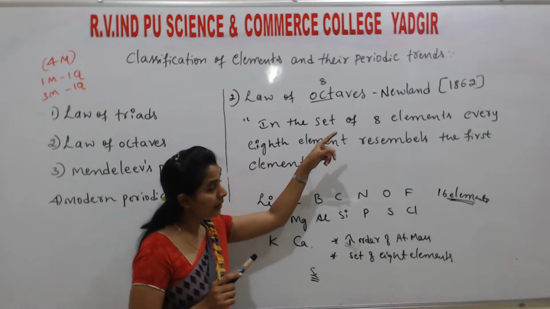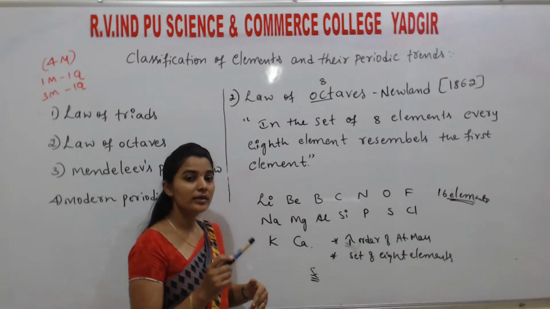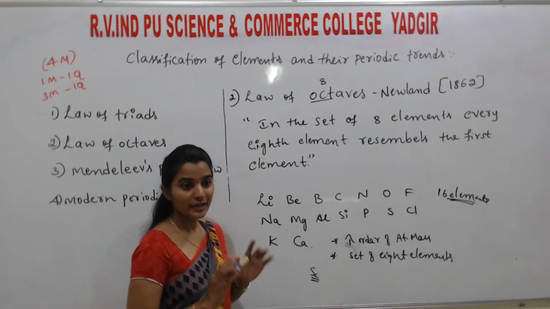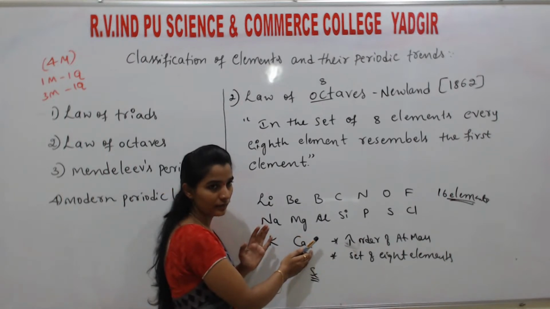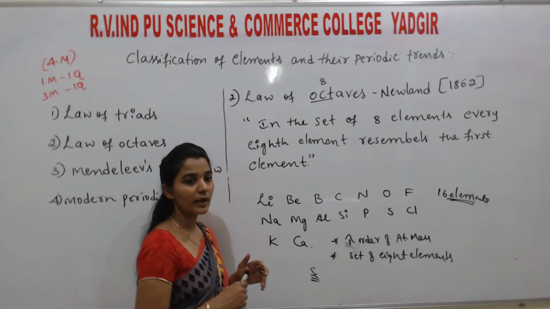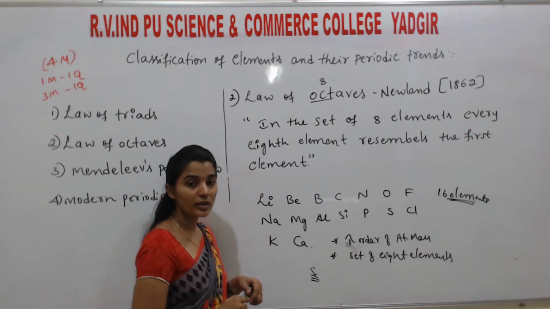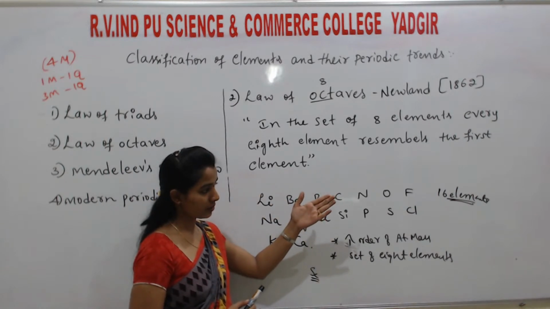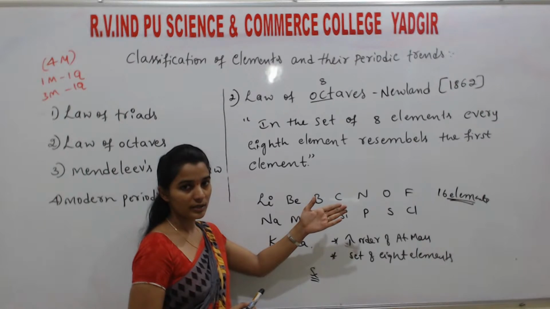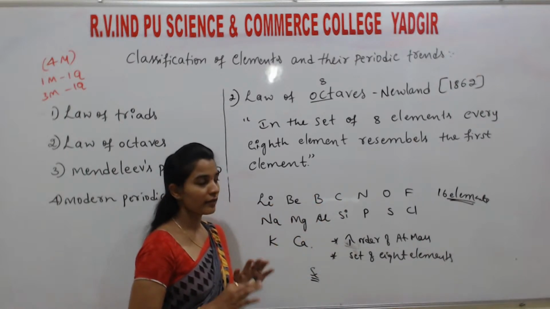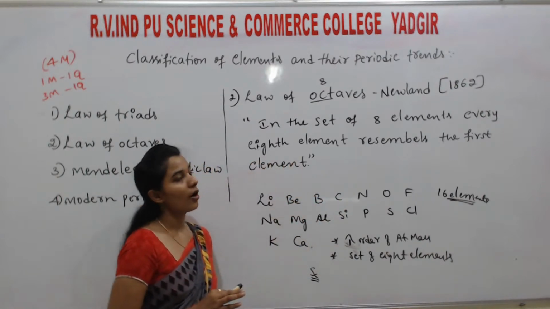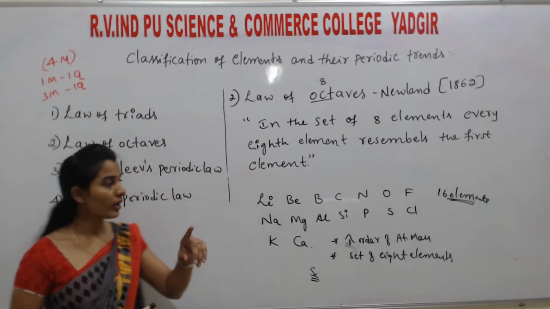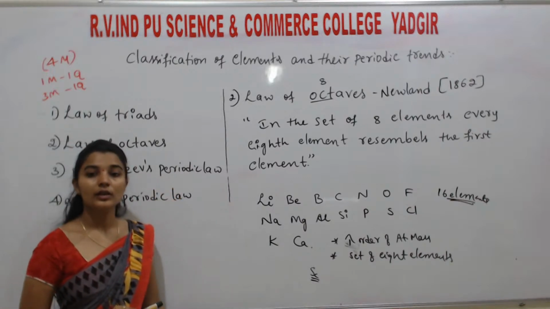Understand? And this Newlands fails to explain why these elements cannot show the law of octaves. Okay? He successfully explained only this. He could not give a proper reason for the remaining elements not showing this theory. Understand? The remaining 40 plus elements are not ready to follow this law of octaves. That's why this theory was also discarded when Mendeleev gave a perfect theory.